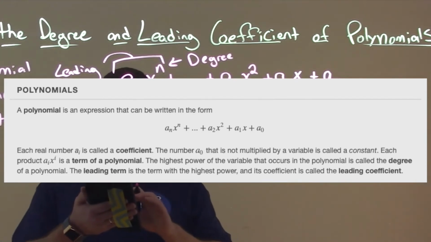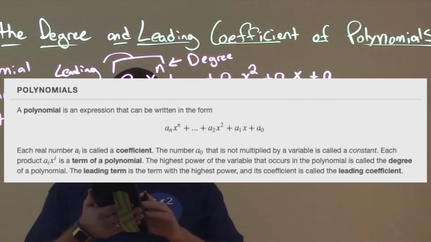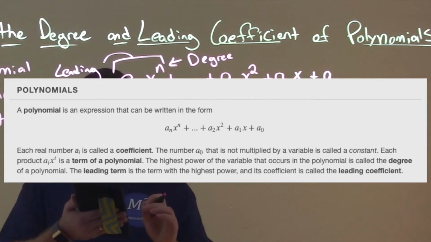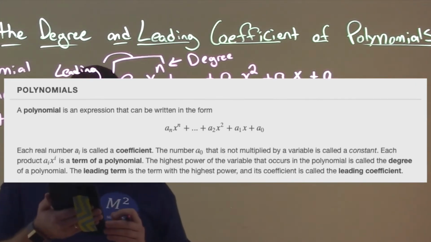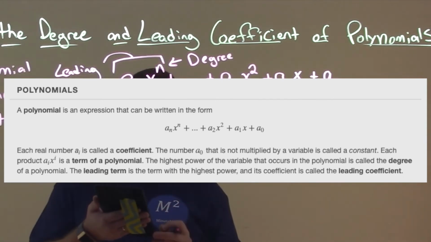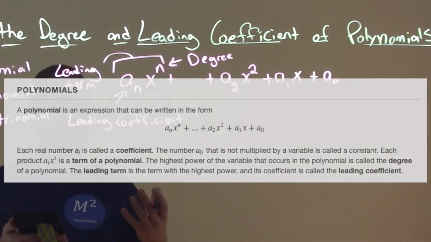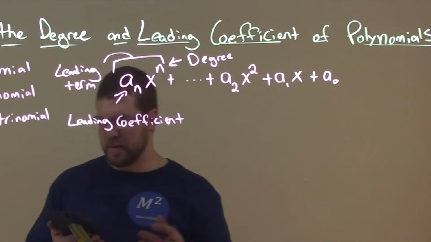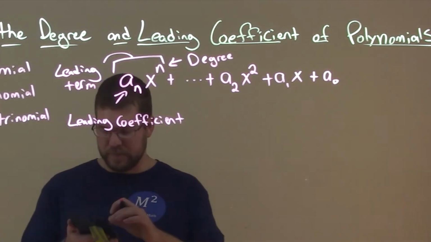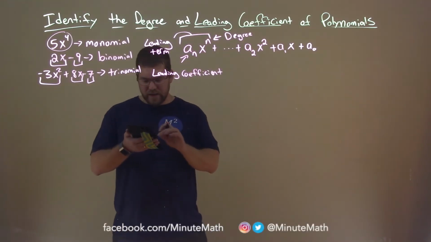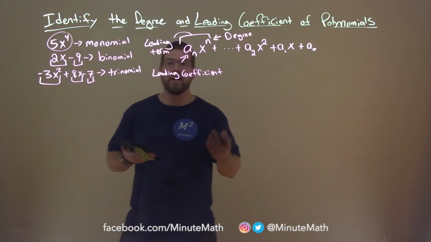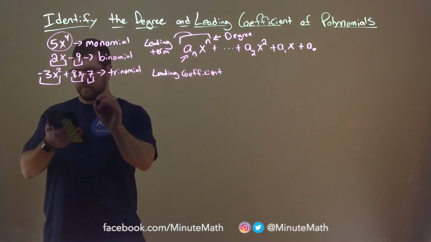The highest power of the variable that occurs in the polynomial is called the degree of the polynomial. The leading term is the term with the highest power, and its coefficient is called the leading coefficient. So essentially everything I've already talked about, but there's your definition. Okay, so let's go identify some polynomials. Let's go through an example.